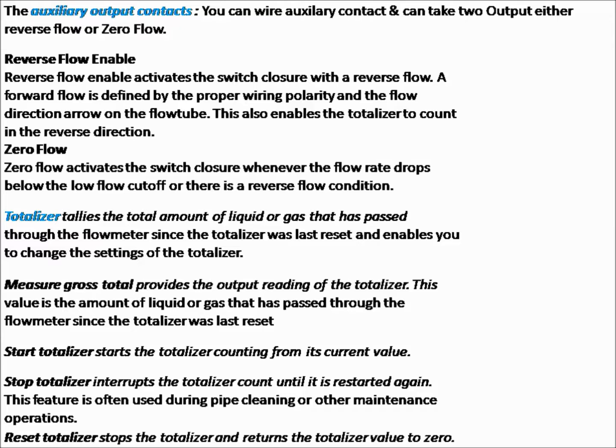suppose you have installed a magnetic flow meter in a particular direction, referring to the arrow marked on your mag flow meter, but for some reason flow is in the reverse direction. In that case, it will change the contact. Or you can choose the no flow. That means if your line is empty, nothing is flowing through the flow meter, in that case also the auxiliary output will change over.